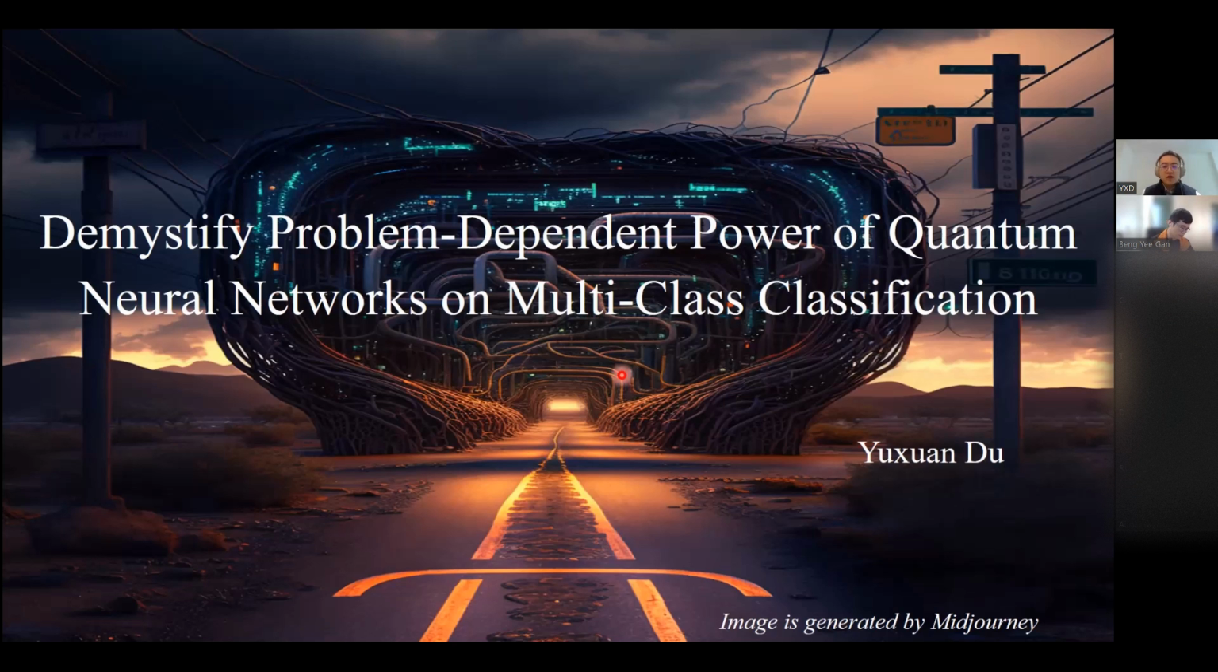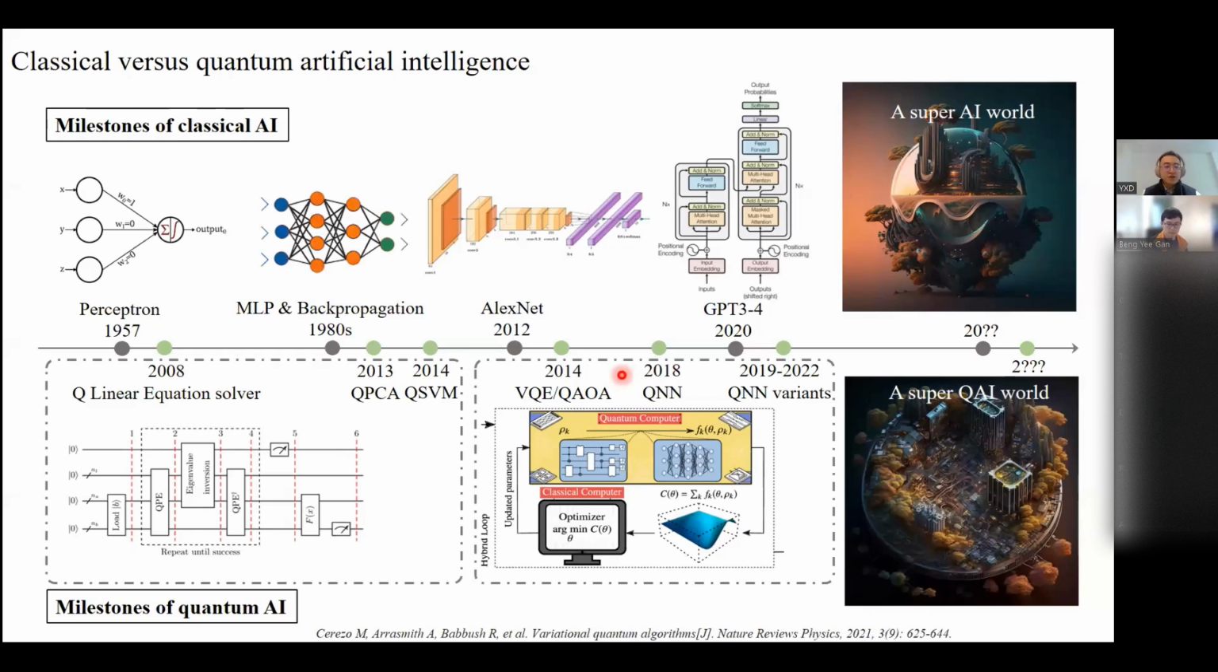To start the talk, I'd like to first review the milestones of classical AI and quantum AI. In the upper panel, since 1957 the perceptron was proposed. At that time, we could only handle tens of parameters in a learning model. Thirty years later, the multilayer perceptron with backpropagation was proposed, and from that we can train hundreds of parameters very efficiently. Maybe 40 years later, AlexNet was proposed, which is built upon convolutional neural networks.